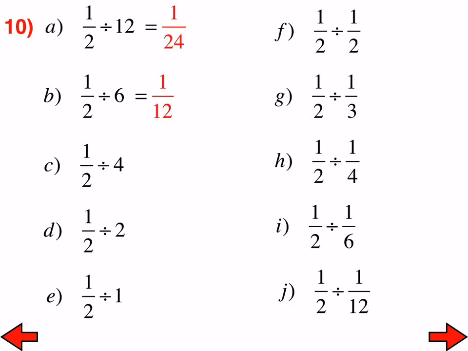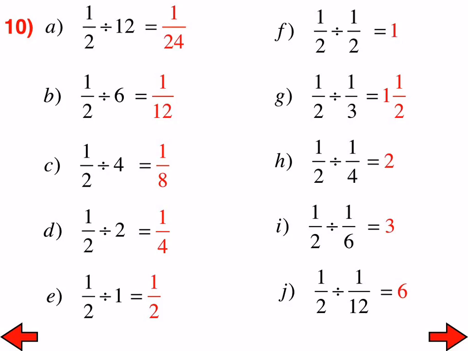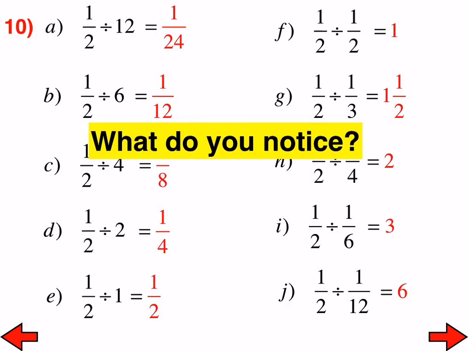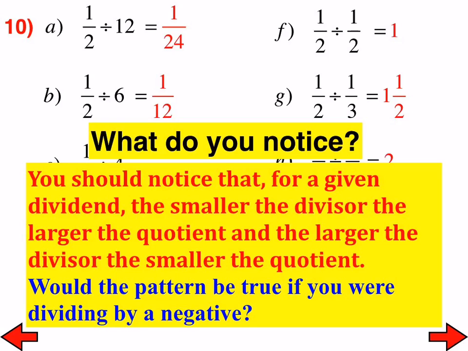So let me go ahead and put the quotients up here. And so as you just said, the same thing reversed, and that is pretty much it. You should notice that for a given dividend, the smaller the divisor, the larger the quotient, and the larger the divisor, the smaller the quotient there.